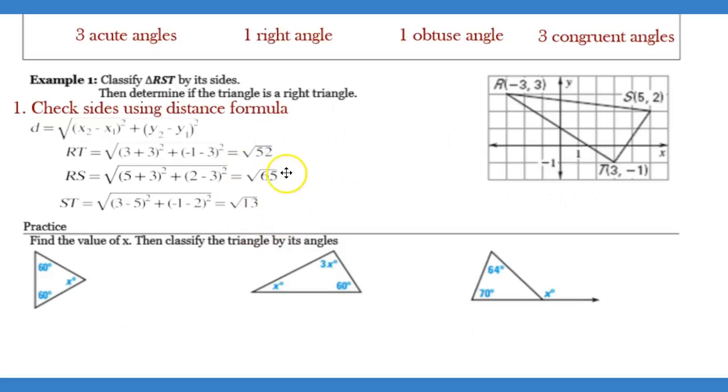So we can look at all of our lengths here, and we can see that none of these answers are the same. So we know that all three lengths are different, so our triangle must be scalene.